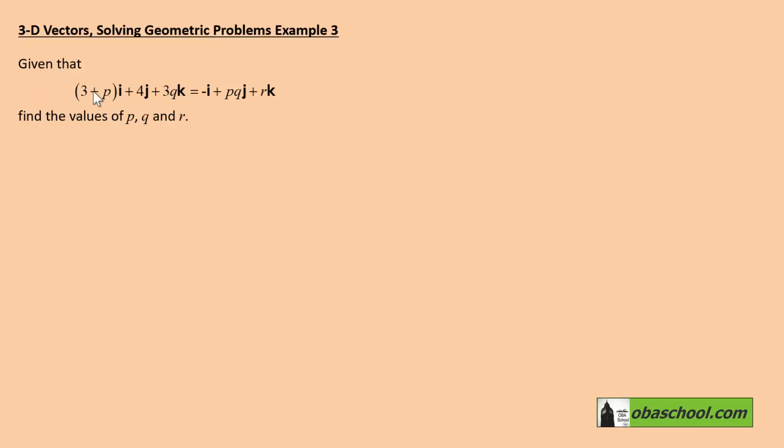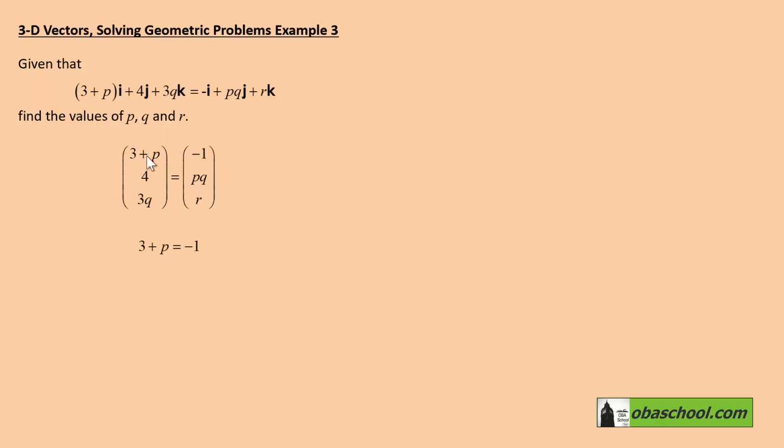Given that (3 + p)i + 4j + 3qk is equal to -i + pqj + rk, find the values of p, q and r. Well, what we've got is this vector is equal to this vector. And the only way that that can happen is for the i components to be equal, the j components to be equal, and the k components to be equal.